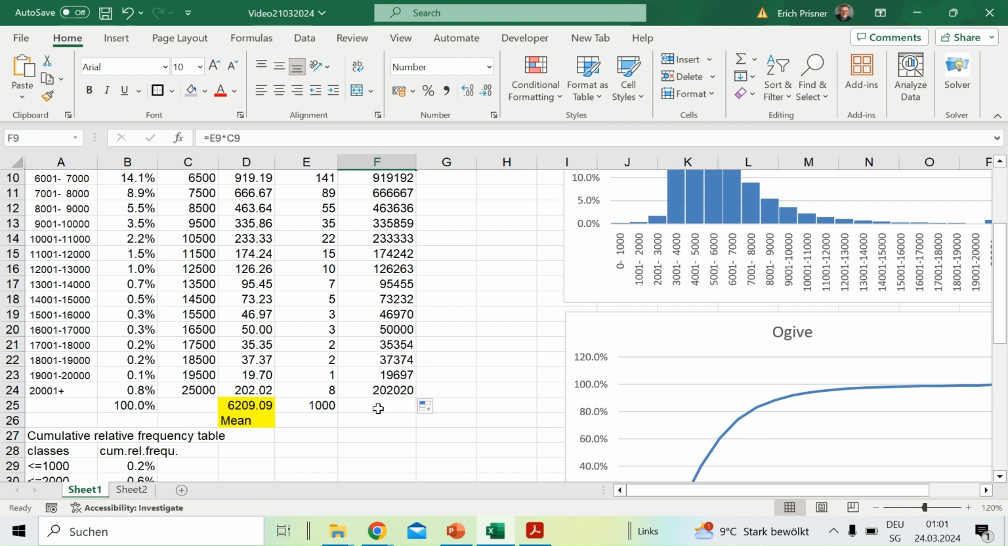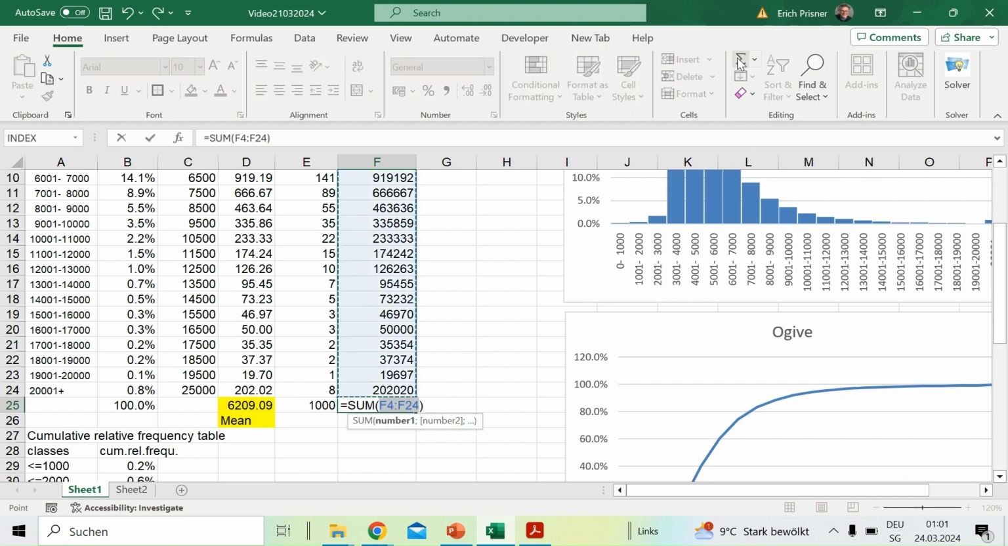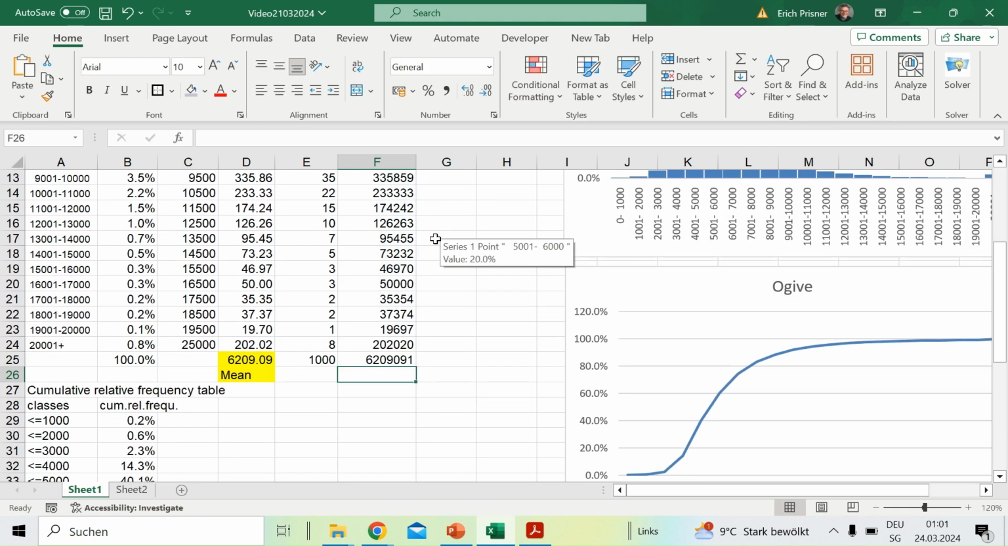So again, what is the total amount of money? We make the auto sum again. Again, Excel guesses the range correctly. And the total amount of money made by these people would be 6.2 million francs if we have 1,000 people.